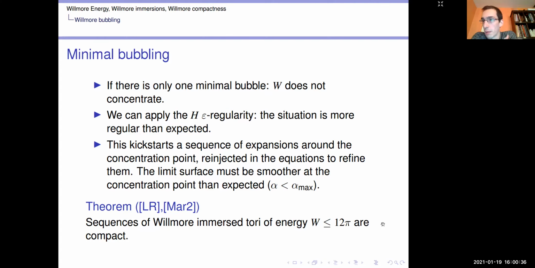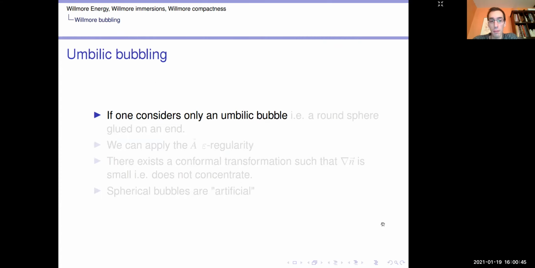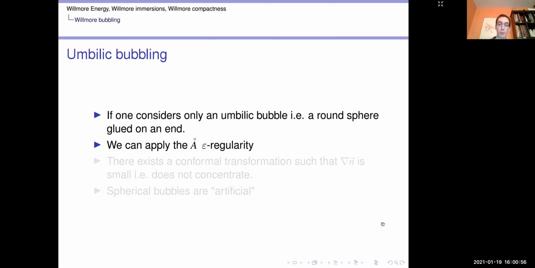Okay, so this is what happens for minimal bubbles, when there is only minimal bubbles. But in the case where you have something which is umbilic, so not minimal, umbilic, so you have only one umbilic bubble. This means that you have only one round sphere, which is glued on an end of your surface. So in that case, we can apply the A0 epsilon regularity and obtain the A0 L infinity estimate. And there we're stuck, because the A0 estimates are not analytically meaningful, and they cannot serve to start an expansion into the system. So we cannot use it as a basis for an analytic study.